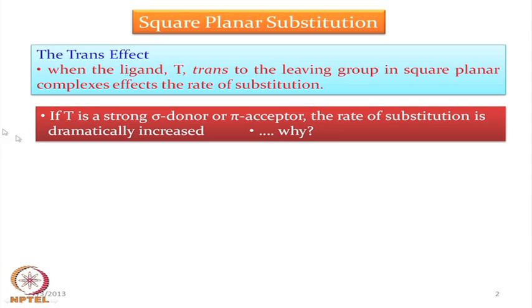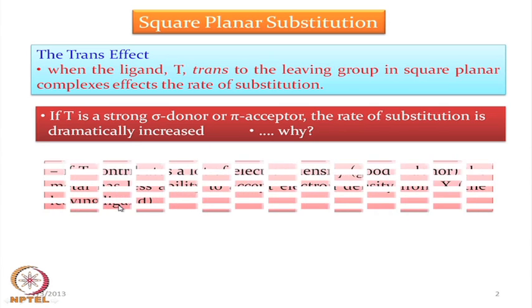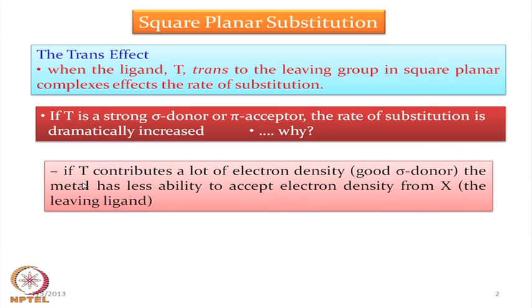These two types, as we have seen earlier, can change the ligand field stabilization energy, meaning the splitting is larger, which stabilizes the compound in the low spin state, and the gap between the metal-centered and ligand-centered molecular orbitals is also bigger. Now, if this T ligand is contributing a lot of electron density, that means it is providing good electron density to the metal center, and it is a good sigma donor.